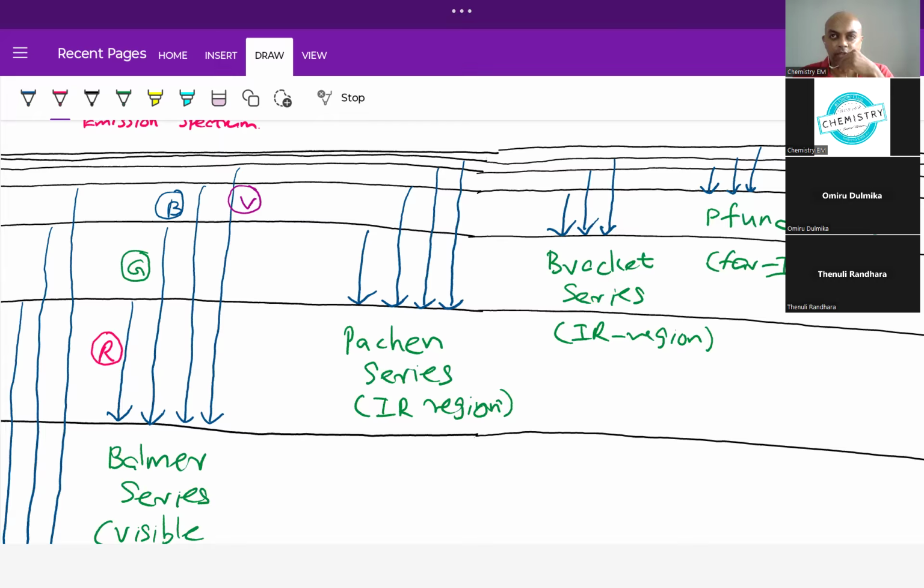Next bullet point. When electrons are moving from higher energy levels to n equals 4, the Brackett series is formed. This is in the IR region, or infrared region.